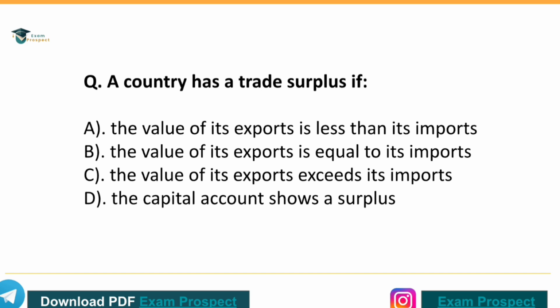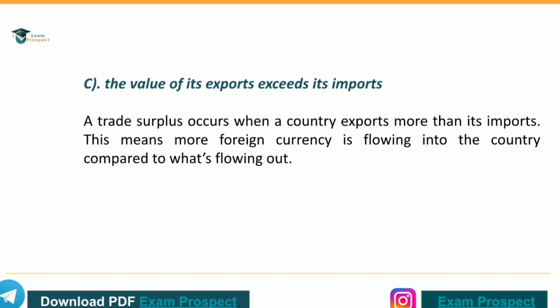Next question. A country has a trade surplus if... Correct answer is if the value of its exports exceeds its imports. Here, a trade surplus occurs when a country exports more than it imports. This means more foreign currency is flowing into the country compared to what's flowing out.